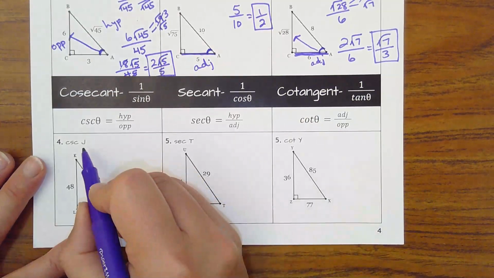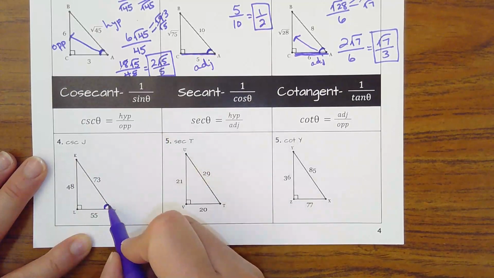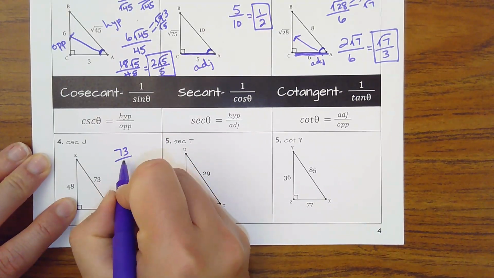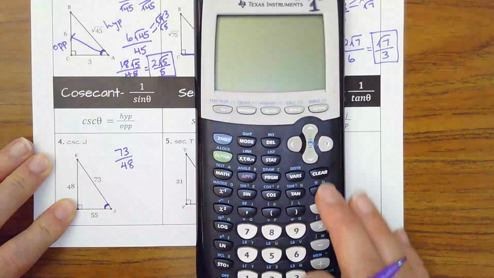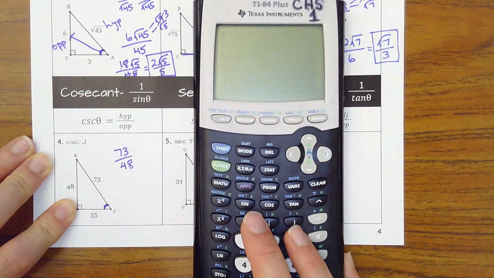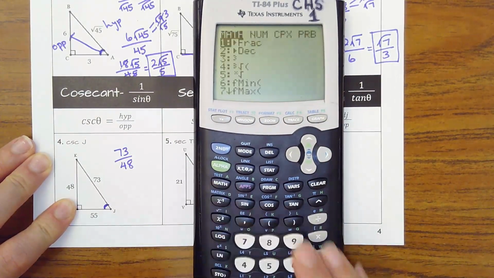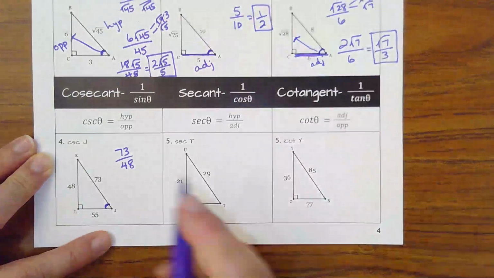So from angle J is where I'm looking. I want cosecant or hypotenuse over opposite. So it'd be 73 over 48. I'm sure that can't be simplified, but if you wanted to check, do 73 divided by 48, hit math, change it into a fraction, stay the same. That tells me it does not simplify.